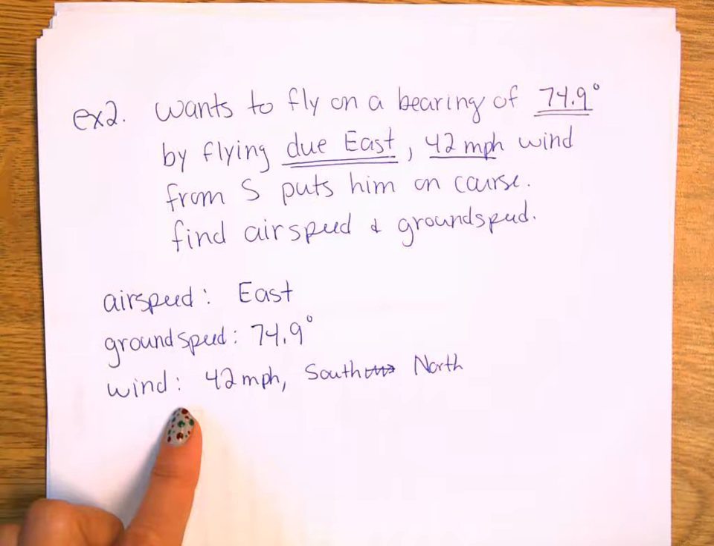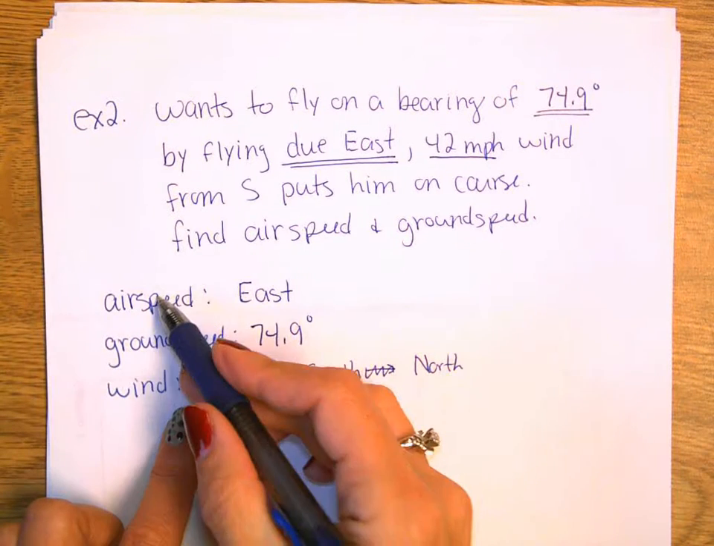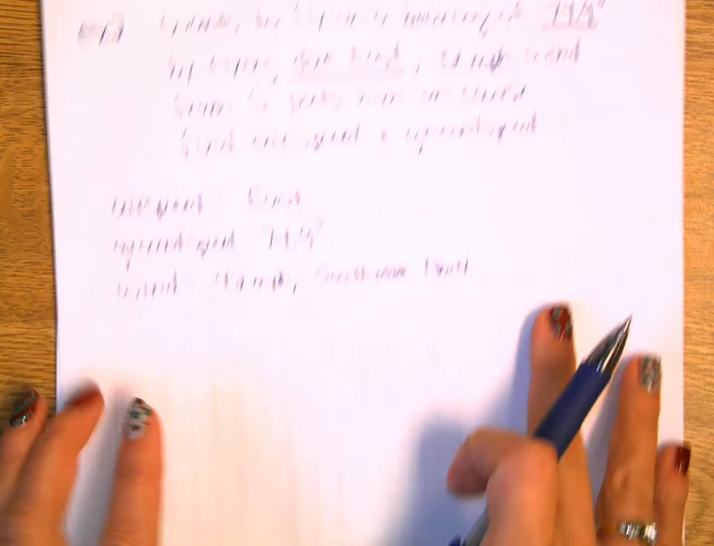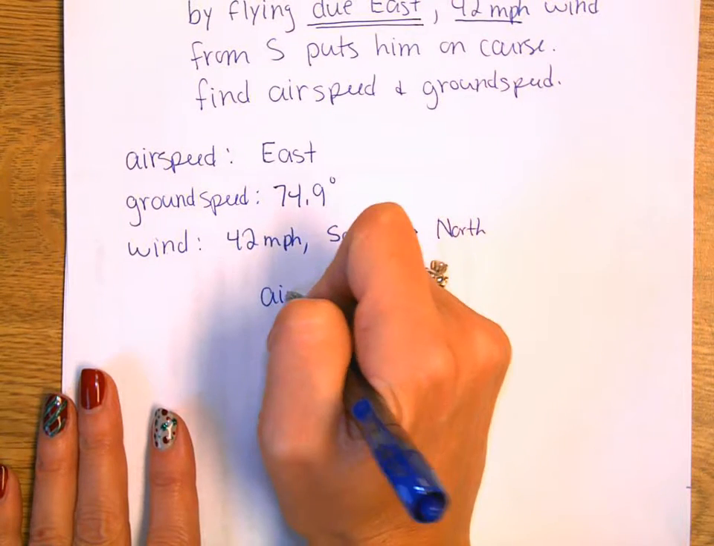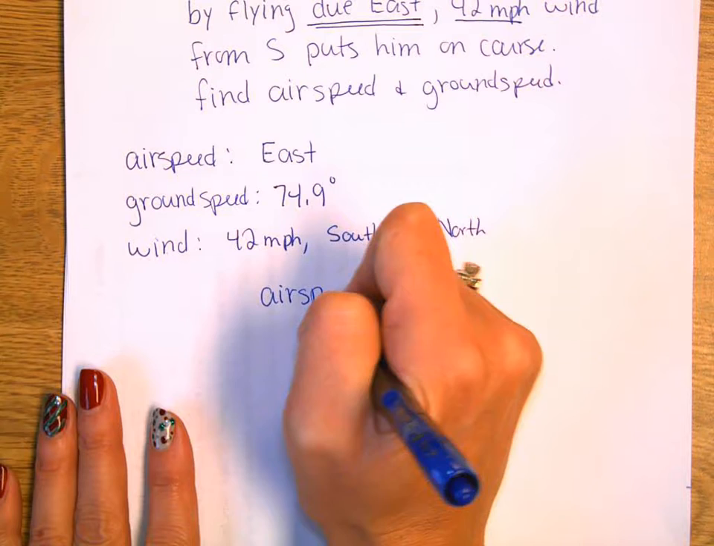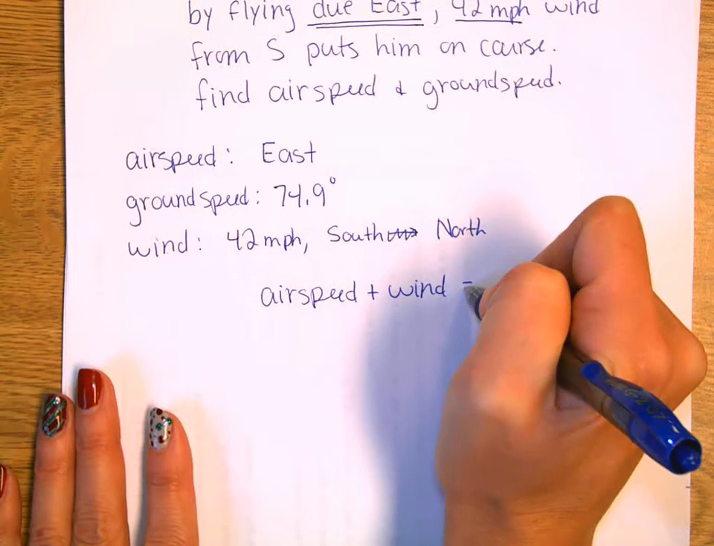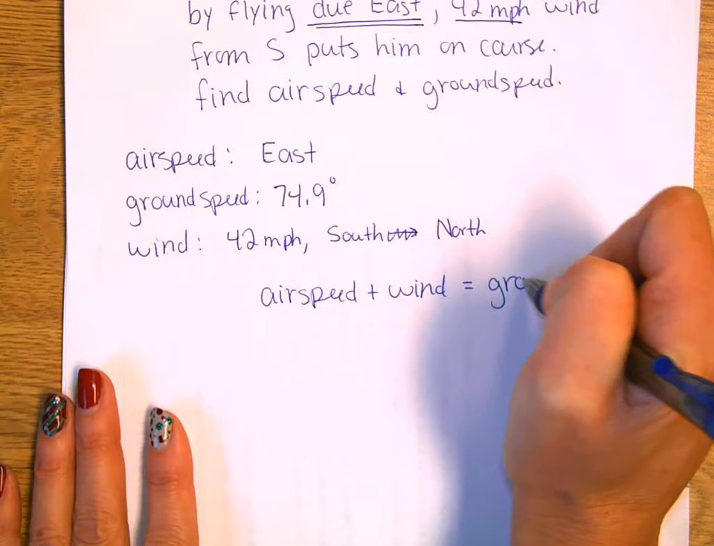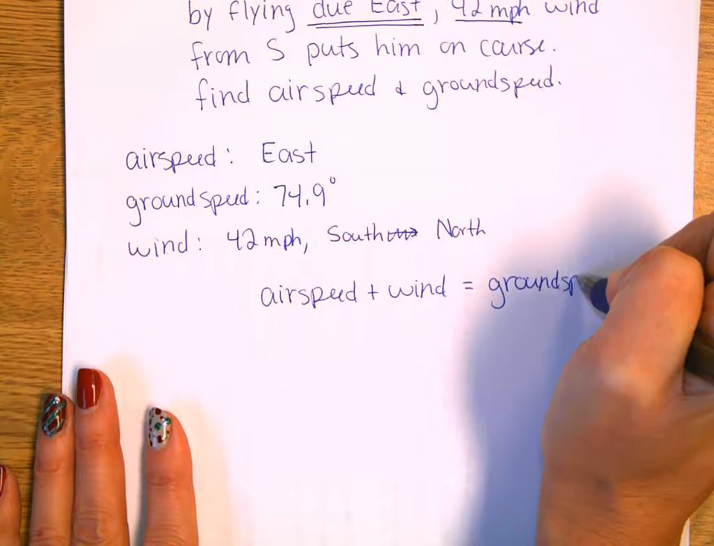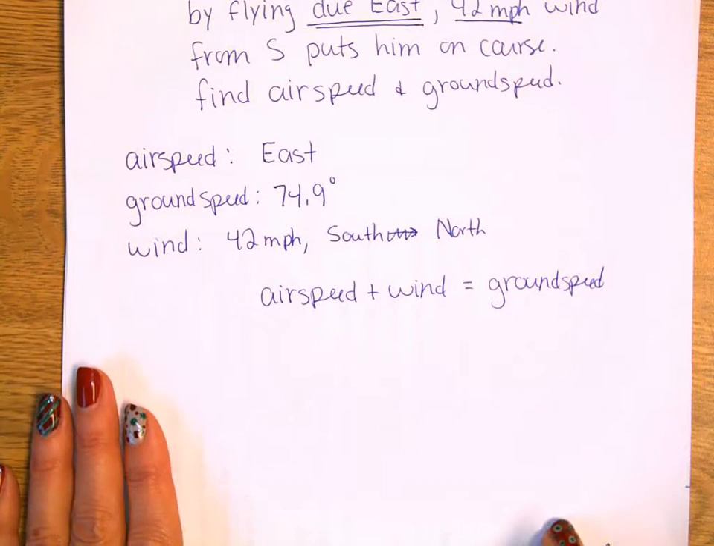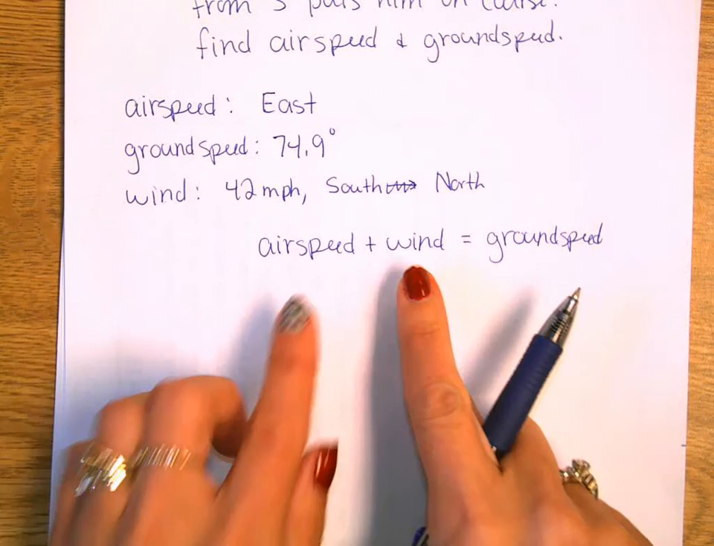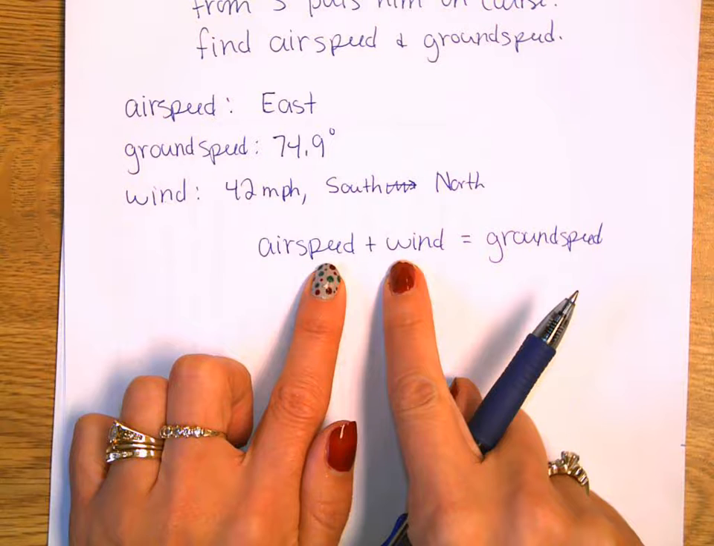Yep, told you these were tough. Should probably start with a little bit easier one, but that's okay. We'll get through it. All right, and it's airspeed plus wind equals ground speed all the time. Airspeed added to wind equals ground speed. So you always want to have your airspeed and wind head to tail.